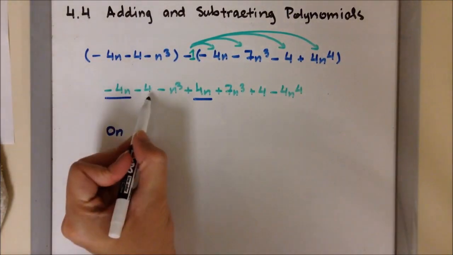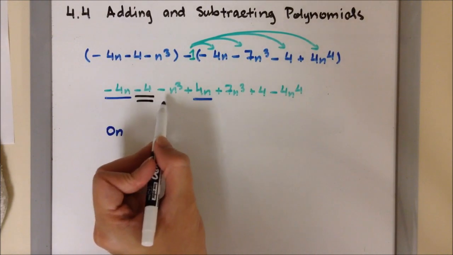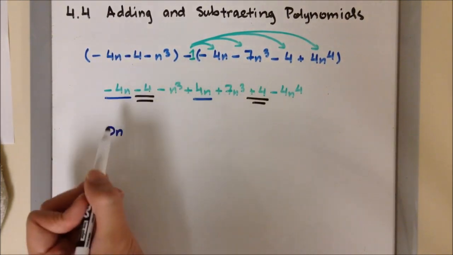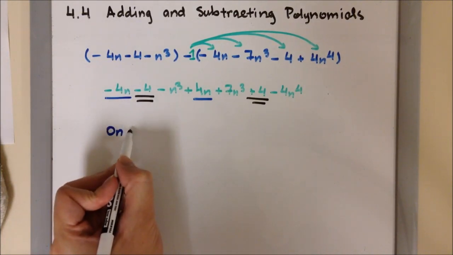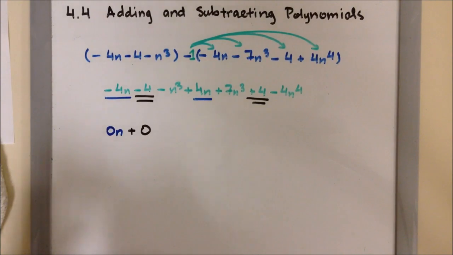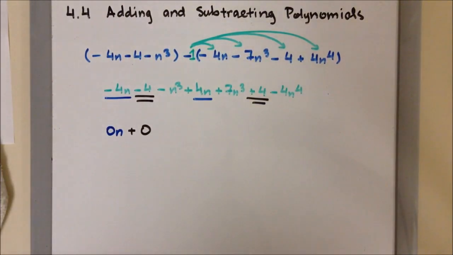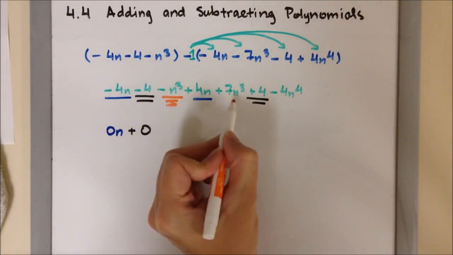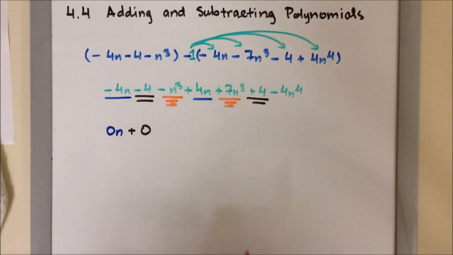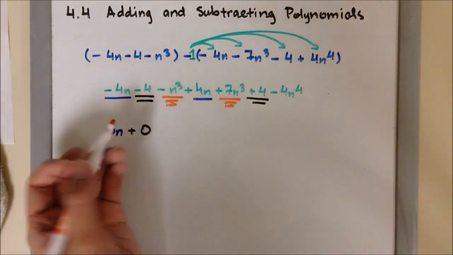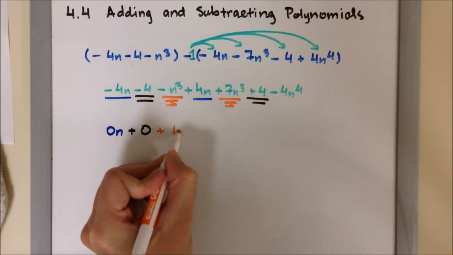Next is my constant number, negative 4, and then look for any other constant number, which we have right here. Negative 4 plus 4, well, that's also 0, so I'm going to put 0 here. Again, it doesn't matter if you put plus 0 or minus 0. Alright, third is the n to the third. And then here's another one. So I'm going to combine those two. Negative 1n to the third plus 7n to the third will be positive 6n to the third.